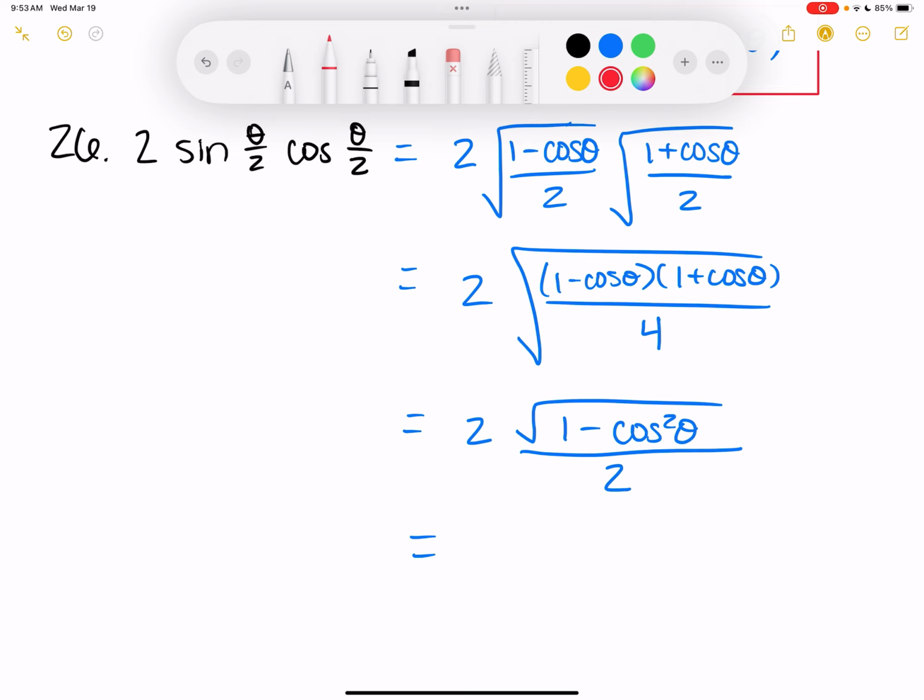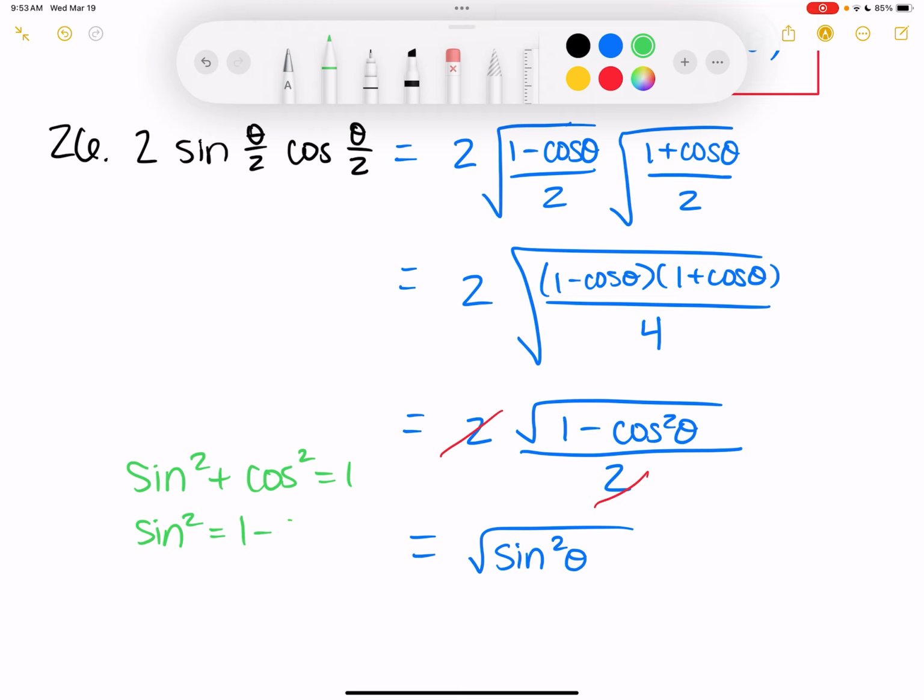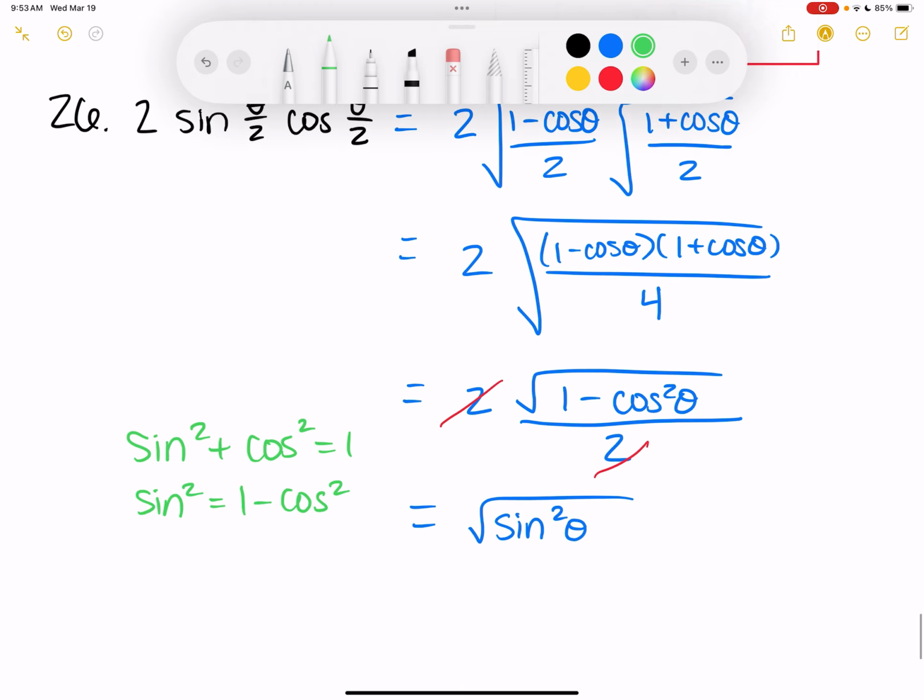So that I don't have to keep carrying this down, the 2's cancel. There's a top and bottom 2. So then I've got the square root of sine squared theta from my identity. If I need to write it, sine squared plus cosine squared equals 1, so sine squared equals 1 minus cosine squared. What's the square root of sine squared? Sine. Just sine. We're not going to do verifying with this. We're just going to do these ones.